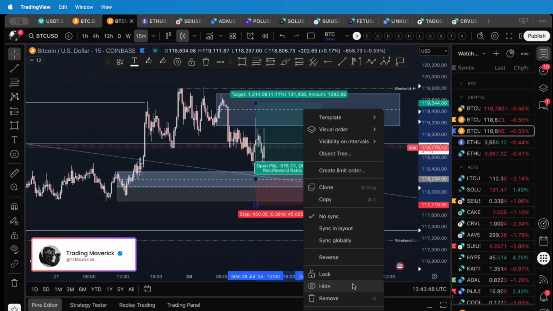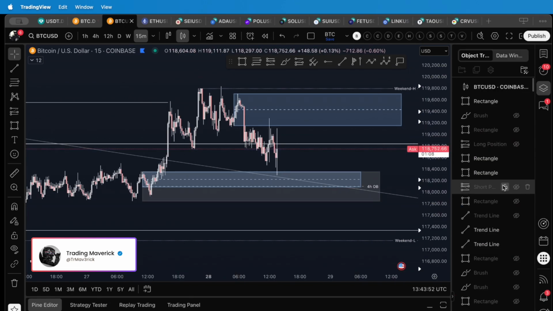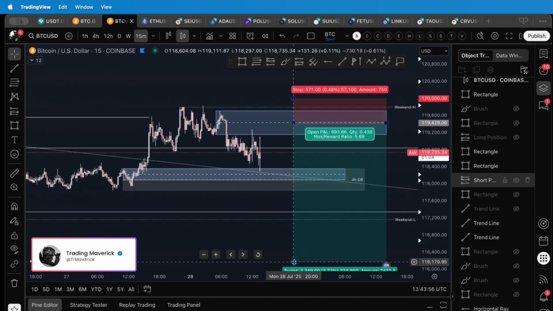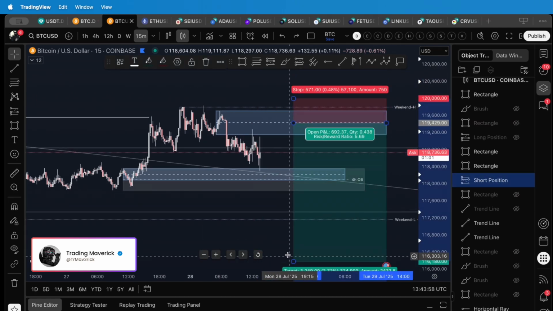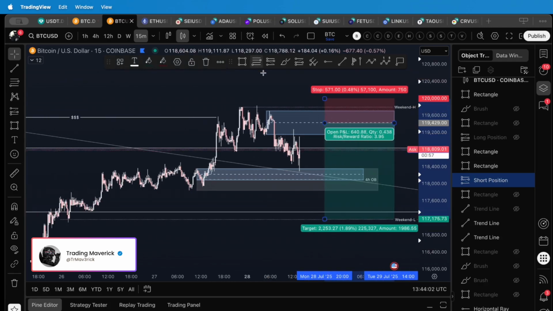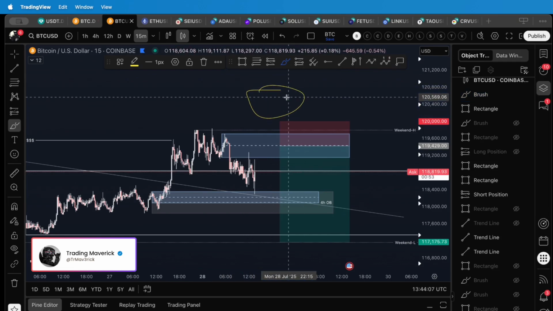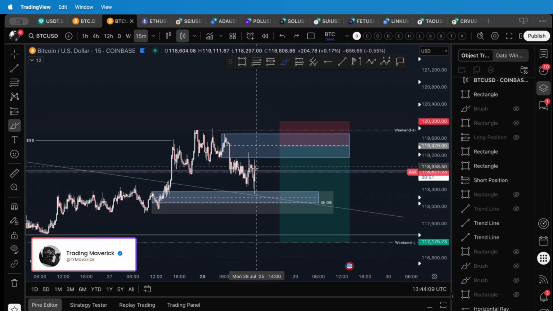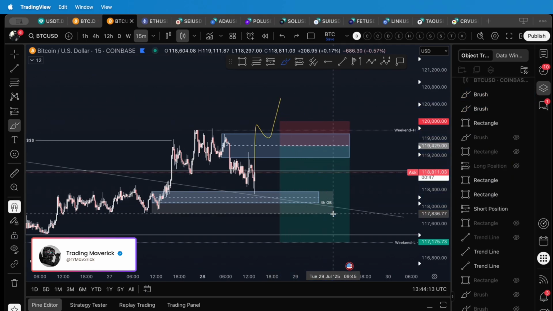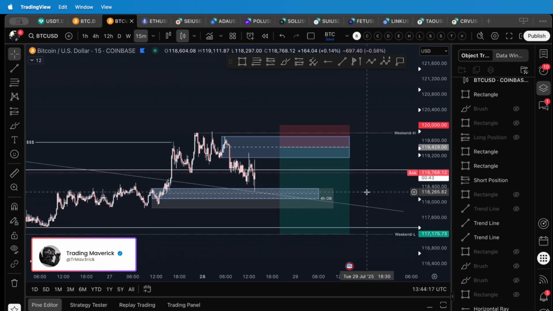The next option I had in mind for New York session actually was to short here and then target weekend lows, something like this. But I'm not sure if I want to take it, just because of the liquidity above, you know, like here we can easily just wick up again and then flush down. So shorting here is a little bit scary.